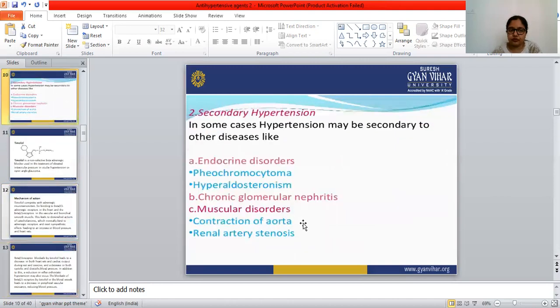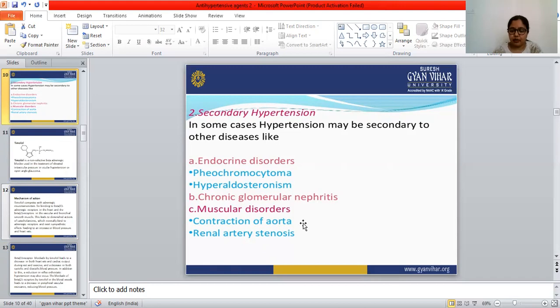Etiology is unknown. And secondary hypertension: in some cases, hypertension may be secondary to other diseases like endocrine disorders, chronic glomerular nephritis, muscular disorders. So if any patient has some disease, this secondary hypertension is associated with that disease. If the patient has any kidney disease, hypertension is caused due to that disease also. So that is connected to each other, and that is called secondary hypertension.